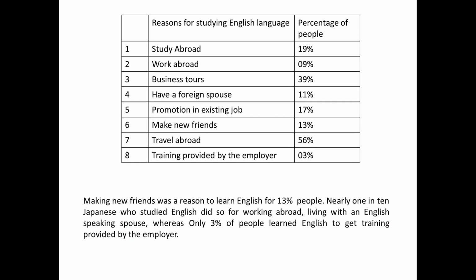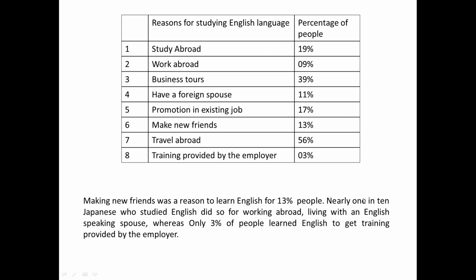Here this is body paragraph 2. So after we wrote about promotion, then other reasons I have written in this paragraph. Making new friends was a reason to learn English for 13% of people. Nearly 1 in 10 Japanese who studied English did it for working abroad, and for living with an English-speaking spouse, whereas only 3% of people learn English to get training provided by the employer. So here making new friends, it is at 13%. Okay, so I have written it just straightforwardly.